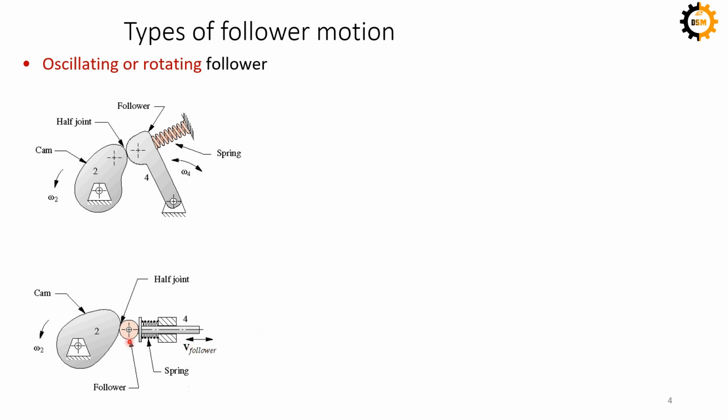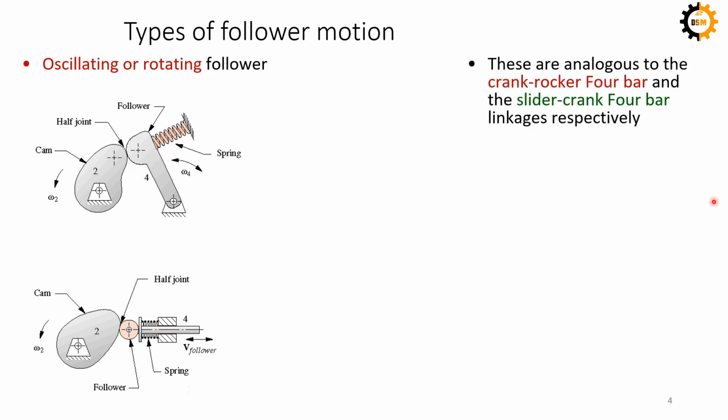So the velocity of the follower is to and fro in a straight line. So it's a translation motion. So we call it a translating follower, and this one is known as an oscillating or rotating follower. Basically, these two mechanisms are analogous to the crank four-bar mechanism, the crank rocker mechanism, or the slider crank linkage.